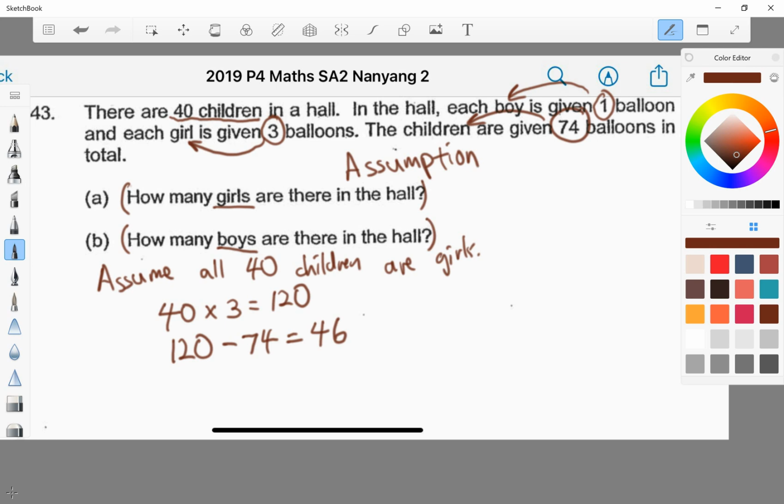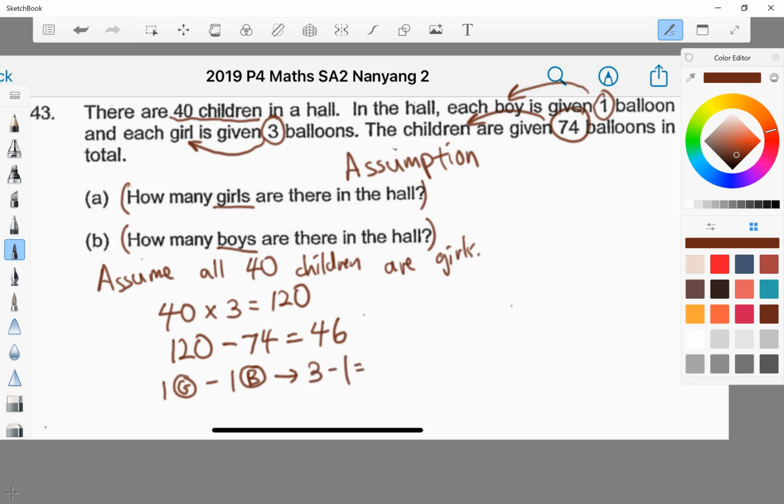If you realize, in the question itself, they reminded us that every boy gets 1 and every girl gets 3. So when we assume all the 40 children to be girls, nothing actually happens to the girls. The girls are already girls. But for the boys, something magical happens. At first, the boys get 1 balloon. And when they are assumed to be girls, they will get extra balloons. What do I mean by that? Every girl has 3 balloons. Every boy has 1 balloon.